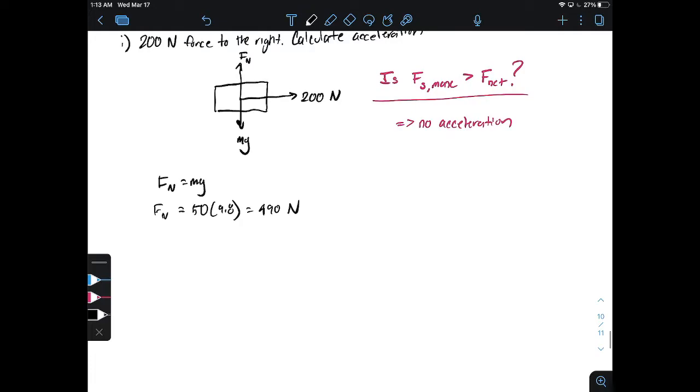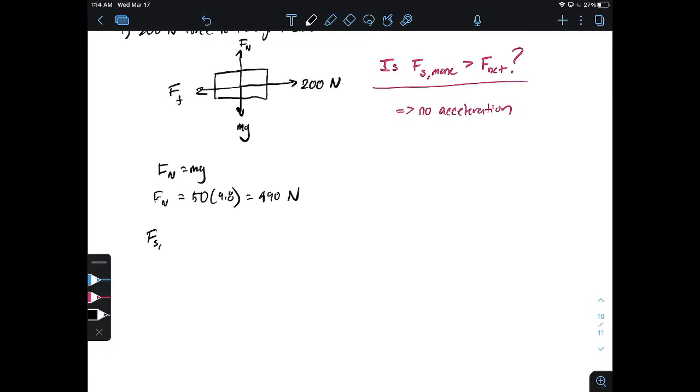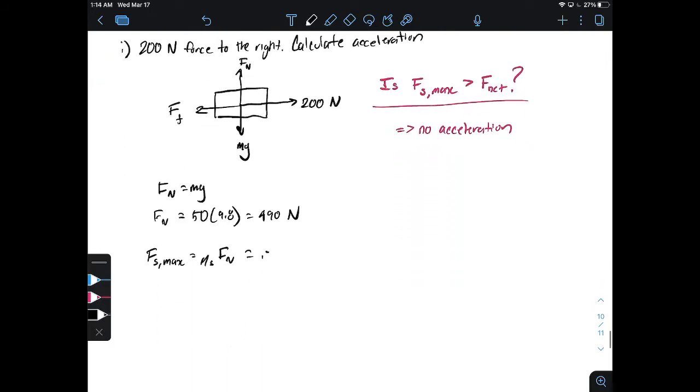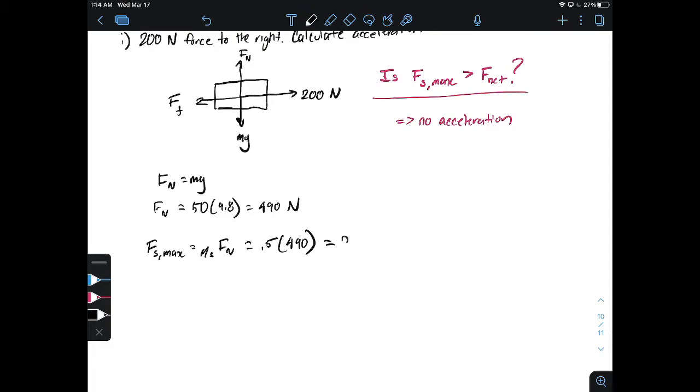So, I actually forgot to show friction as our force due to friction. Now we know what the contact force is equal to, so we're going to write our Fs max is equal to mu sub s Fn, and that will be, what did we give a value of? 0.5 times 490, and that would be 245 newtons.